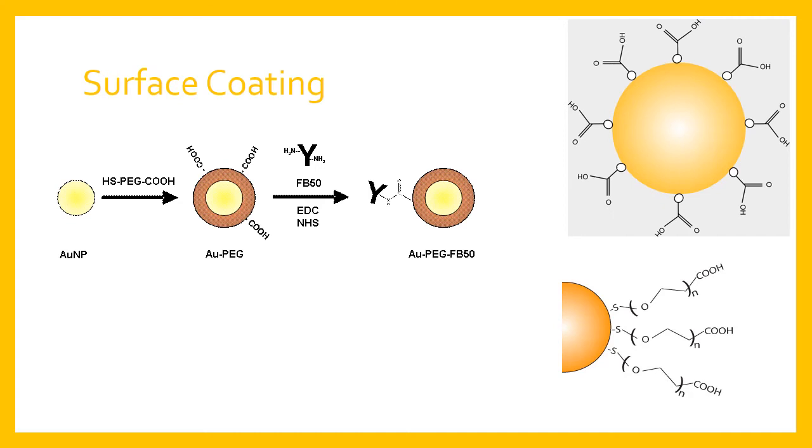Gold nanoparticles can be engineered with specific functional groups which affect the properties of the nanoparticle at the surface. PEG is commonly used to mask the immune recognition of gold nanoparticles. Other ones could be carboxylic acids, amines, thiols, just about anything you want.